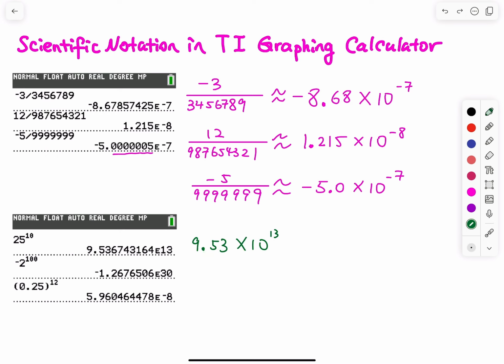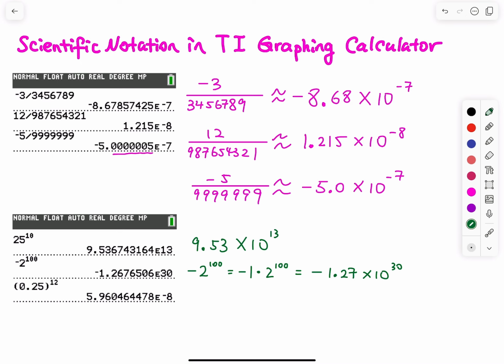And then the next one, negative 2 raised to the 100th power. By the way, there is no parentheses, so that means you have a negative 1 times 2 raised to the 100th power. So the negative stays there. And then the 1.26, I'm going to do 1.27 times 10 to the 30th power. That means you have to move the decimal 30 steps to the right.